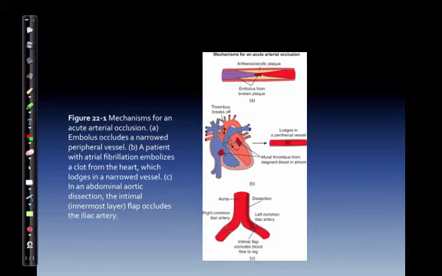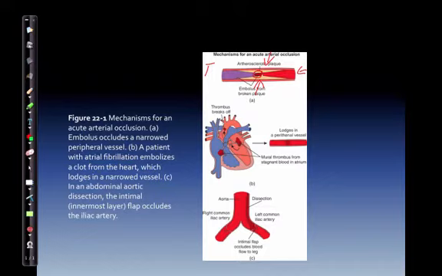Figure 22.1, mechanism for an acute arterial occlusion. You never know what the patient has as far as atherosclerotic plaque. So if the passageway is narrowed, then a very small embolus can occlude it. So that means everything that is distal, if this was the oxygenated end and this was to the tissue, everything distal to that has a decreased blood supply. So A, embolus occludes a narrowed peripheral vessel.